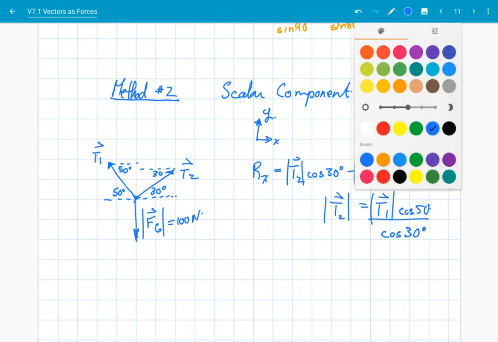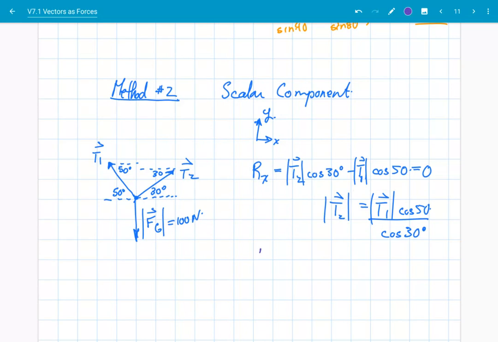And now we're going to do our y components. And so it'll be magnitude of T2 sine of 30 plus magnitude of T1 sine of 50. Those are both pulling up, have to be equal to 100 newtons pulling down.